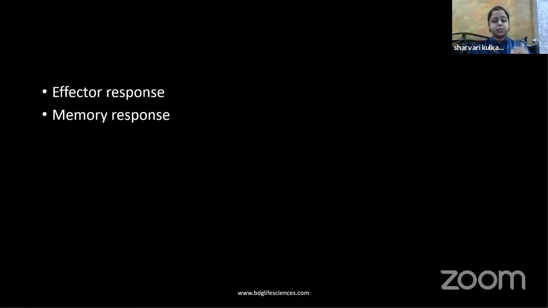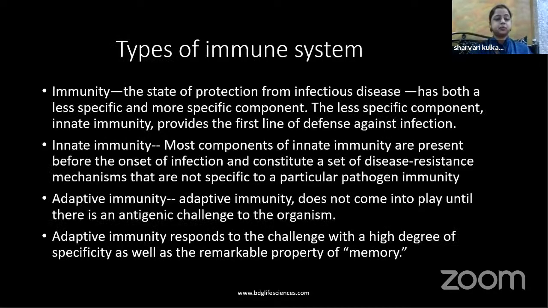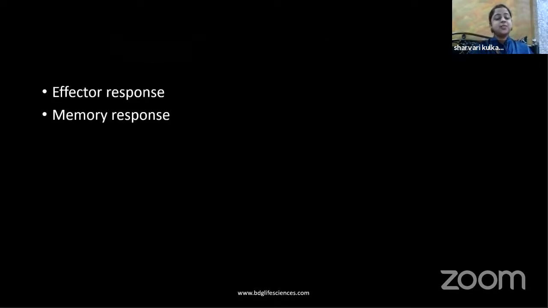Now, this type of response is divided into two: effector response and memory response. Now, what are effector and memory? Effector is the response which is produced at the first time of exposure. Memory response is the response which is shown at the second exposure. Okay, so it is kept in the memory. That is why it is called the memory response.